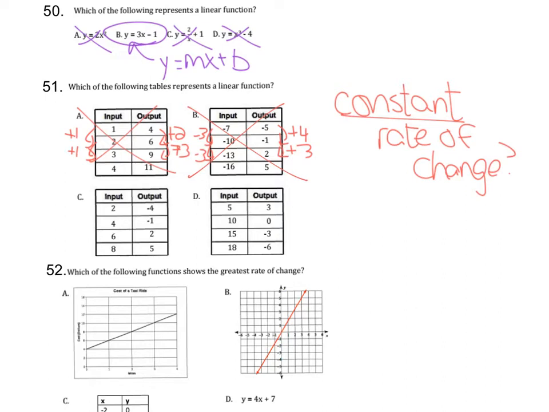Let's look at C. -4 to -1, that is up 3. 2 to 4 is up 2. -1 to 2 is up 3. 4 to 6 is up 2. 2 to 5 is up 3. 6 to 8 is up 2. So since the rate of change is constant, C is my answer.